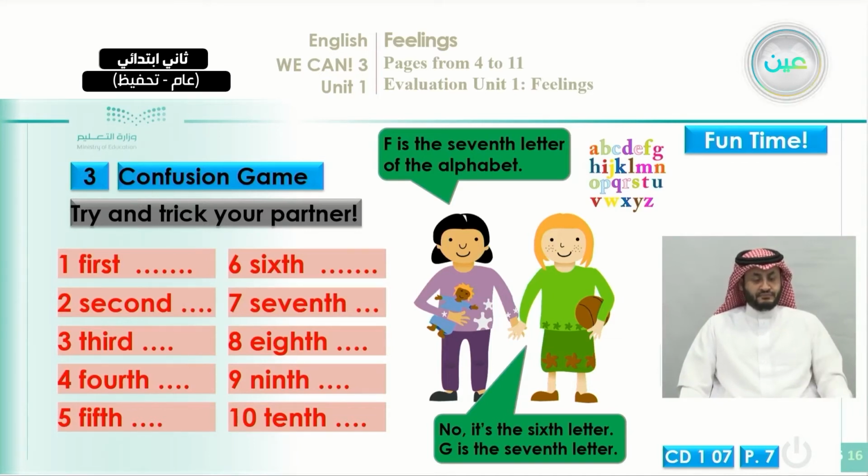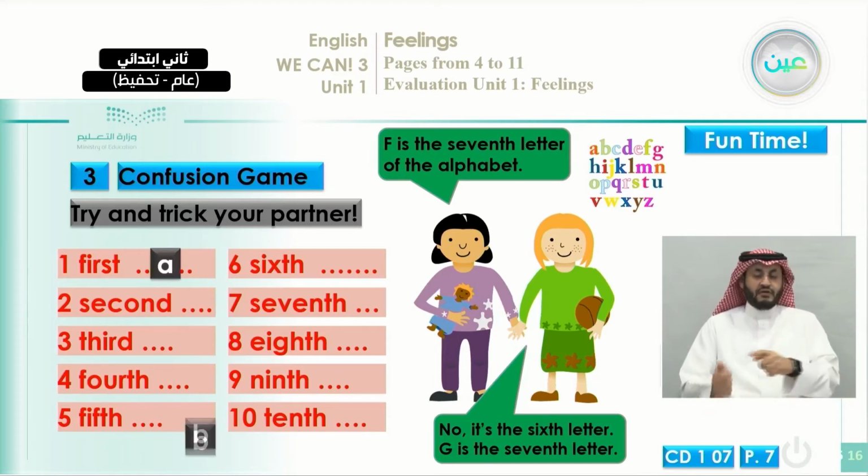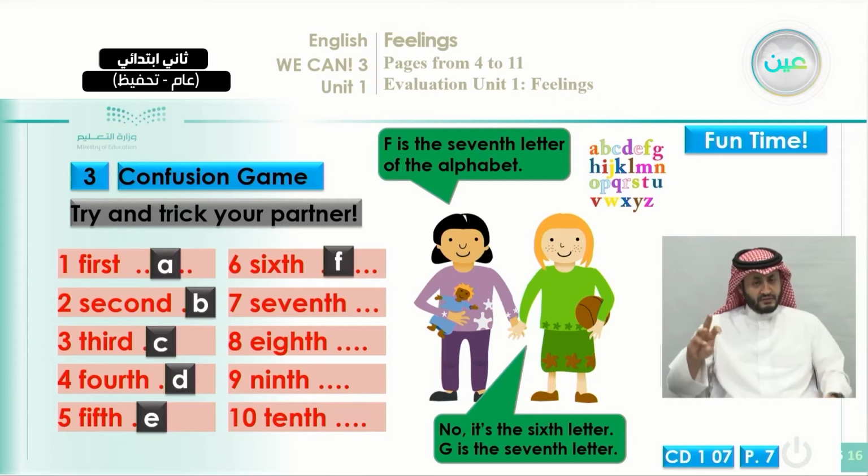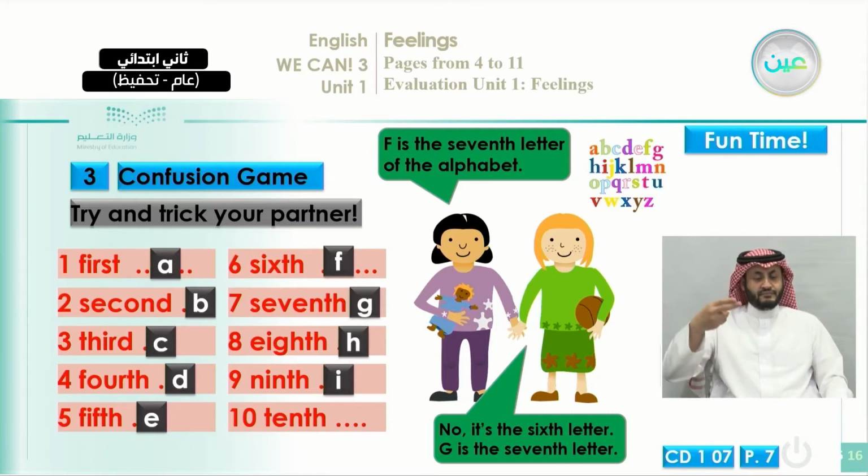Okay, just to remind you again, the first letter of the alphabet is A, the second is B, the third is C, the fourth is D, the fifth is E, the sixth is F, the seventh is G, the eighth is H, the ninth is I, and the 10th is J.